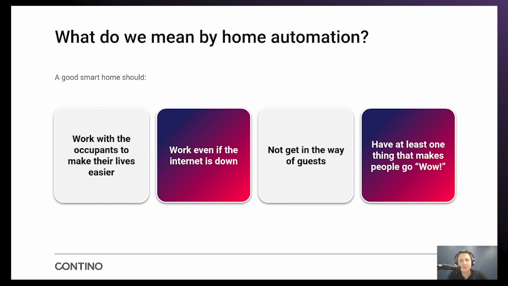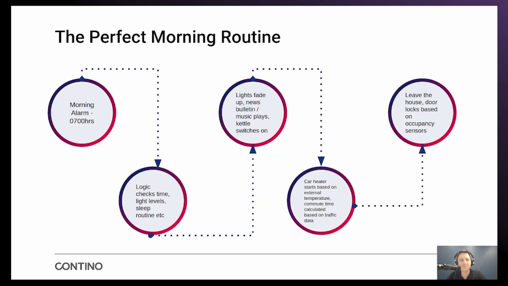So let's have a look at what a perfect morning routine might look like based on those things. And I should probably preempt this by saying I'm not there yet, but I'm getting close to this. So 7 o'clock in the morning, the alarm goes off. And that could be a voice assistant, such as the Amazon Echo or Google Nest or one of the other myriad of options out there. And that triggers a routine within the home automation controller.